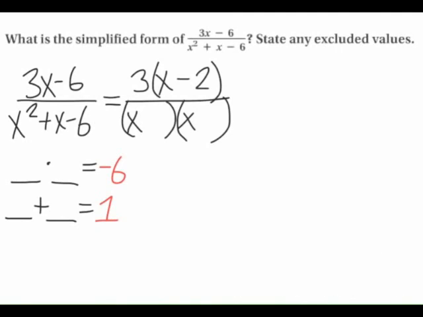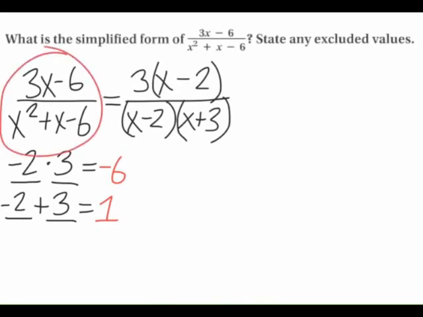I hope you said that negative 2 times positive 3 equals negative 6, and negative 2 plus 3 is equal to 1. So it looks like those are a magic pair of numbers. x minus 2 times x plus 3. Now once we have that, our rational expression has been completely factored. Now let's try to cancel out.